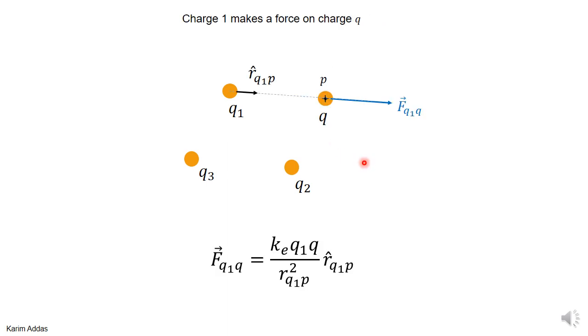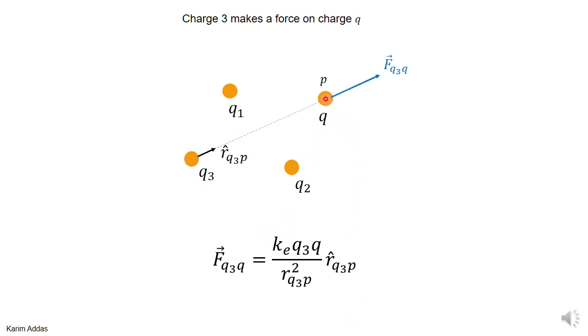So we know from before that if you put a test charge Q at point P, and you get the force on charge Q due to charge Q1 only, that it's given by this expression. So here the force on Q due to Q1 only is KE Q1 Q over the distance squared between them times a unit vector that points from Q1 to point P. We know this. We also know that the force on Q due to charge Q2 is this vector.